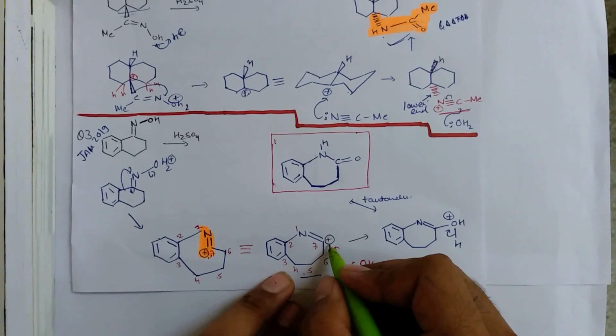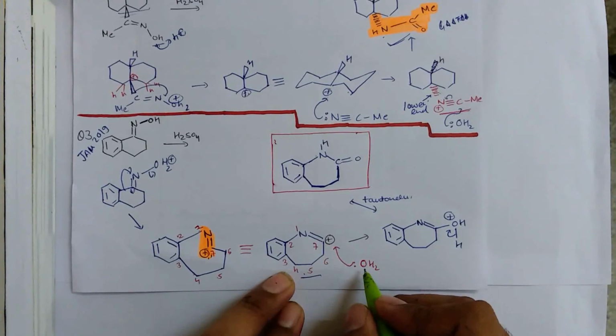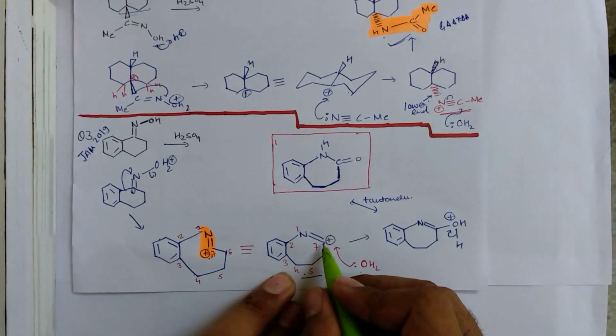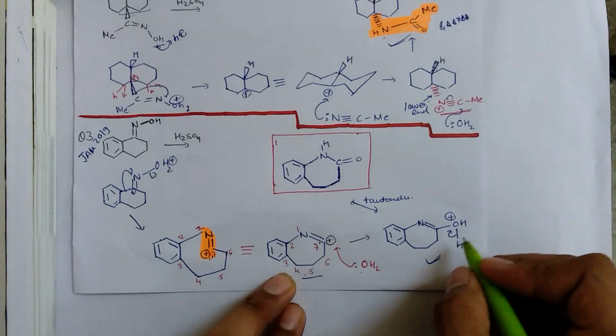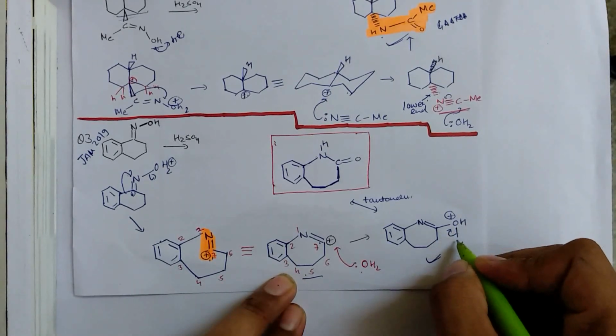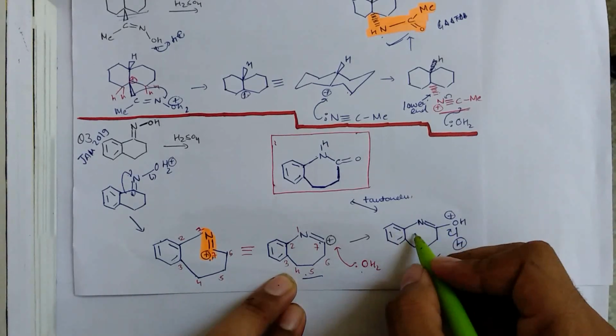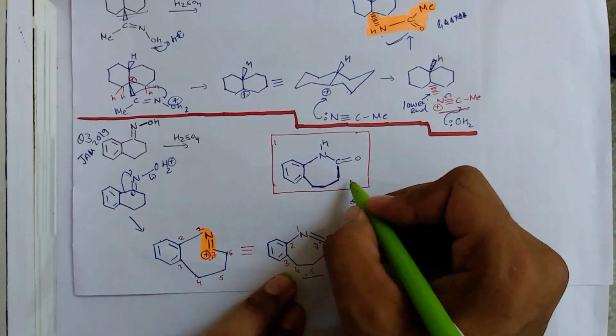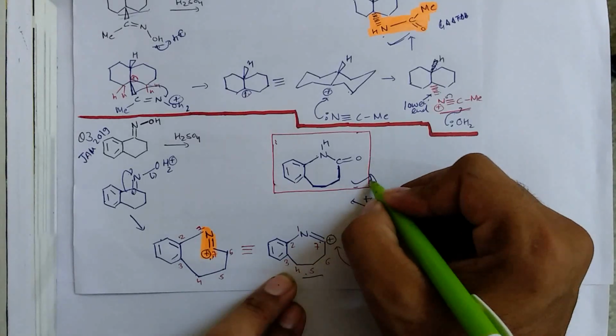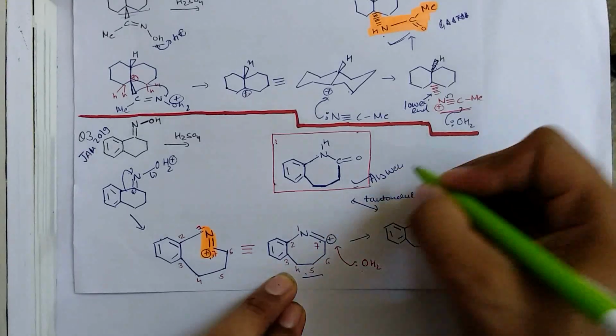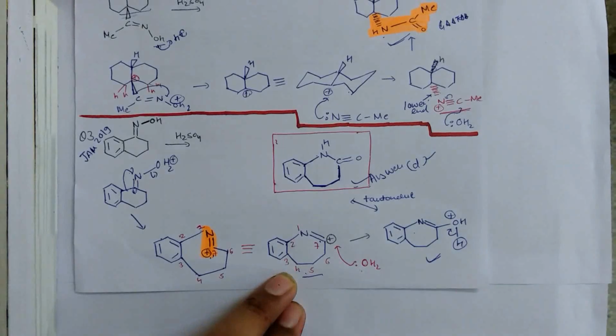Now this carbocation can be attacked by water in the solution, which will give you this product. Now, as the oxygen has a positive charge, it can take back electrons from hydrogen. And once you tautomerize this, you'll end up with this answer, which was, I guess, option D.